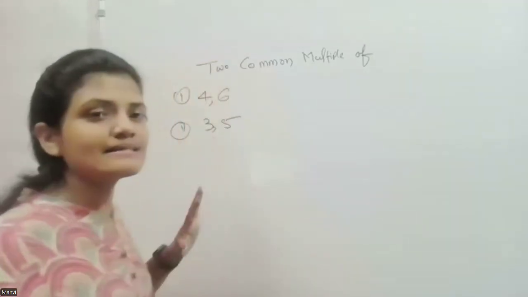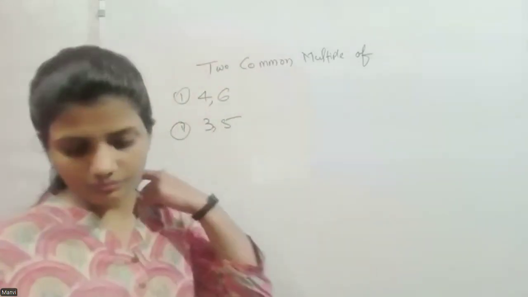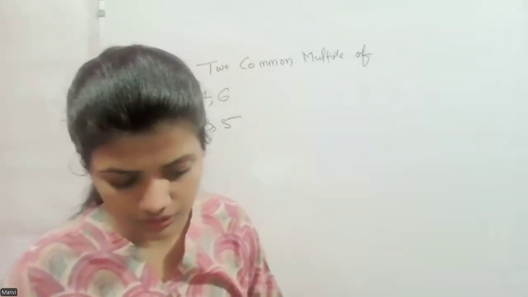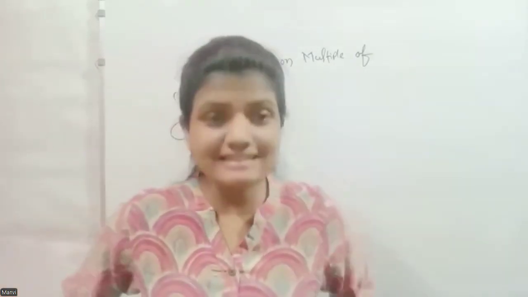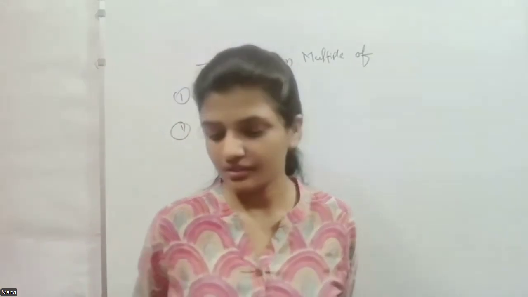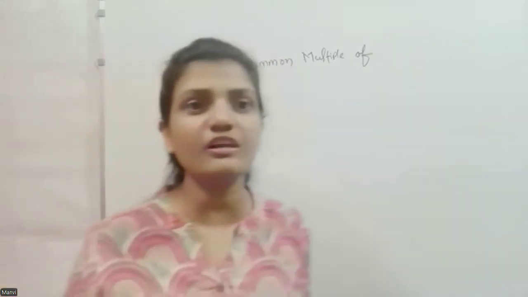So the concept, whatever I explained, is for both year 4 and year 5 children. So the LCM of two prime numbers is always... HCF will equal 1.